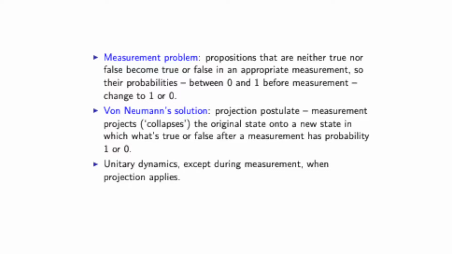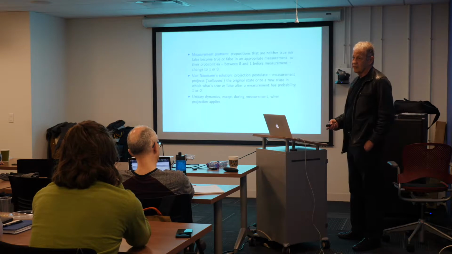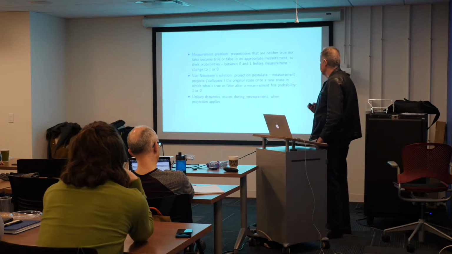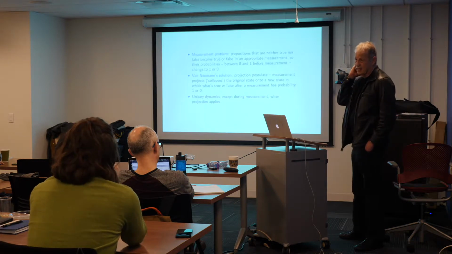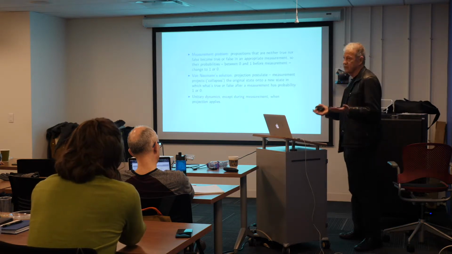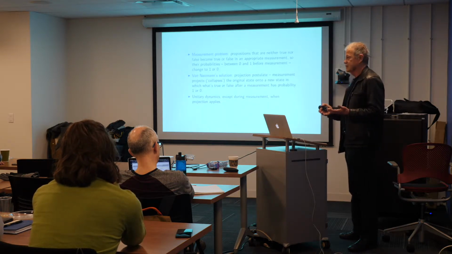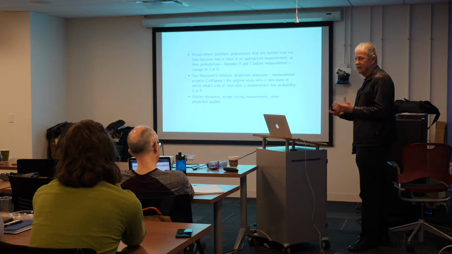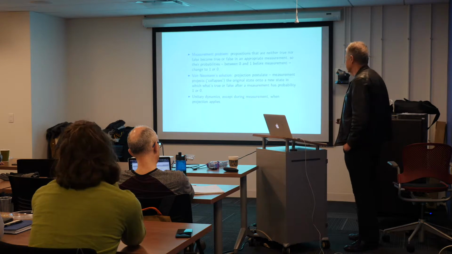Immediately, this leads to the measurement problem. I mean, what is a measurement? Propositions that are neither true nor false become true or false. It's a very strange thing, really, in an appropriate measurement. So the probabilities between 0 and 1 change to 0 and 1. Somehow measurement makes that happen. And there's nothing like that in a classical theory. In a classical theory, a Boolean theory, everything is true or false. And what happens with the dynamics is that things that are true now change to false, and some false things change to true. But you don't have this neither true nor false becoming true or false. And somehow measurement is supposed to do this.